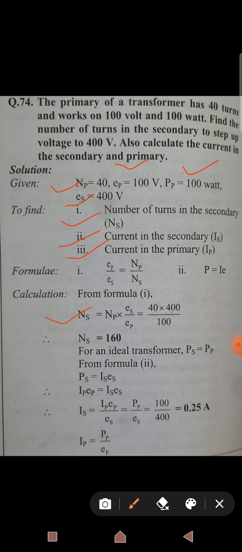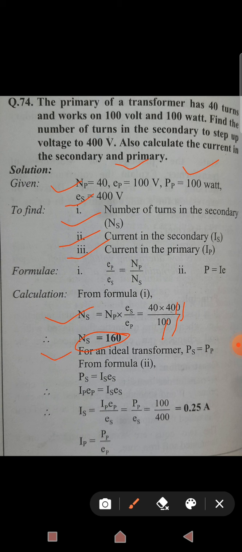After that we have used the formula NS is equal to NP into ES upon EP. So 100 and 400, 0 will get cancelled. So 40 multiplied by 4, that is 160. So this is the number of turns of the secondary. As it is a number of turns, it does not have any kind of unit.